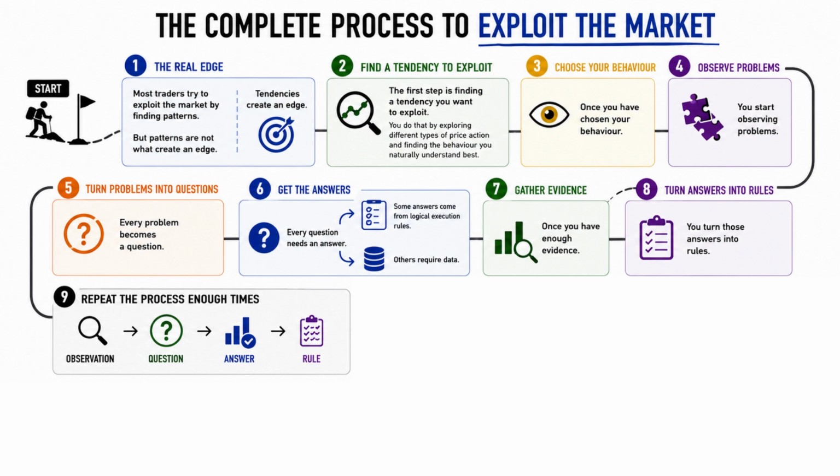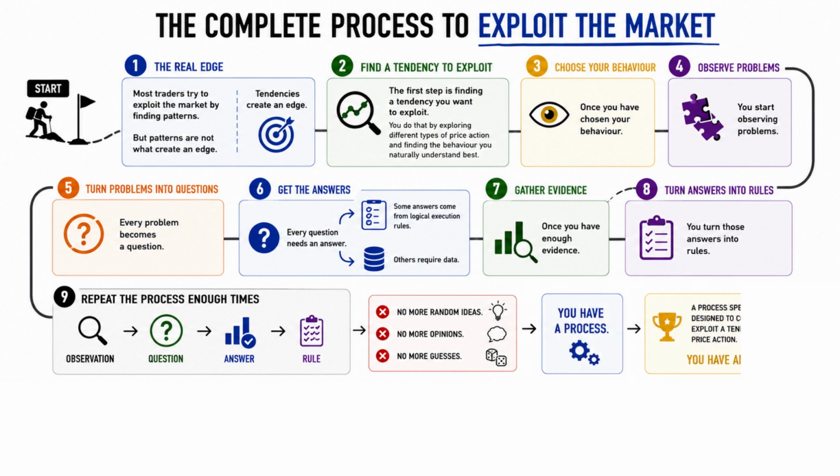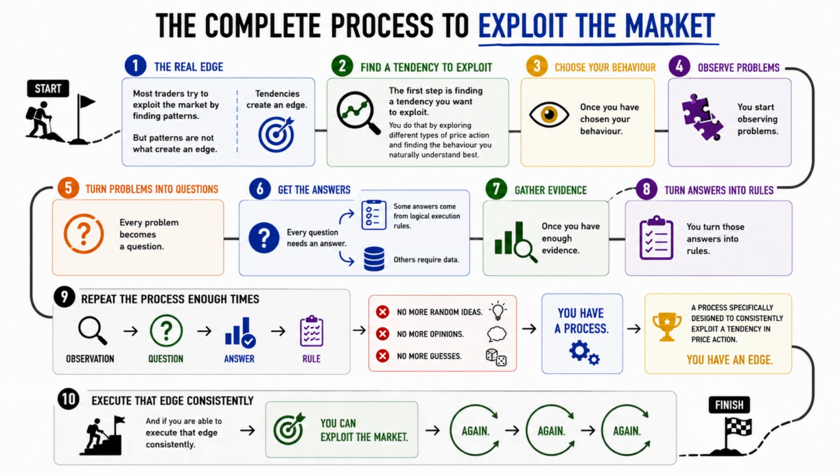And once you repeat this process enough times, observation, question, answer, rule, you no longer have random ideas. You no longer have opinions. You no longer have guesses. You have a process specifically and uniquely designed to consistently exploit a tendency in price action. You have an edge. And if you are able to execute that edge consistently, you can exploit the market again and again and again.